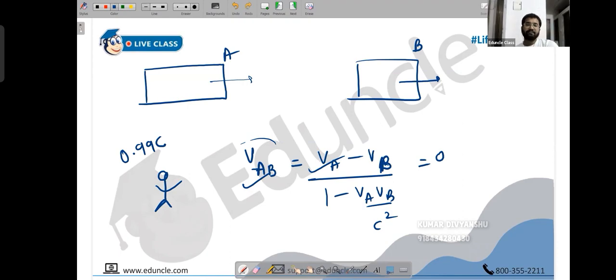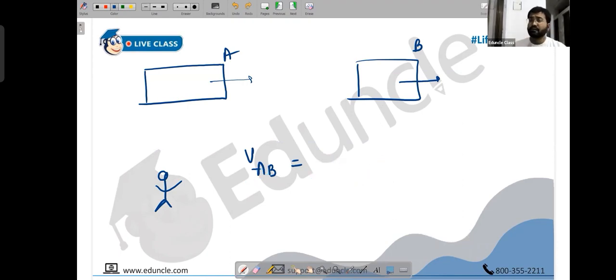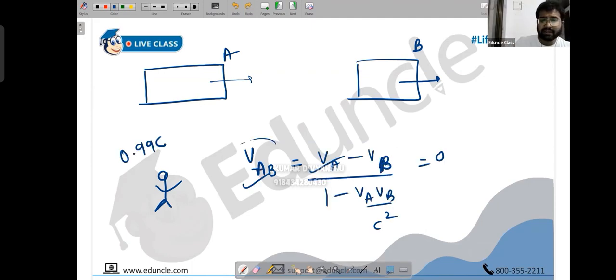No, something is missing. Sir, I saw the solution, and it took both V_A and V_B as 0.99c. But in that case, this will cancel. No sir, the directions will be opposite, so it will be plus. No, both are moving. So that's what I'm saying. What is the convention you guys have learned? I'm talking about your convention.